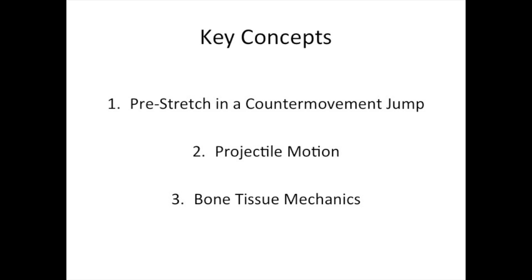1. Pre-stretch and counter movement jump. 2. Projectile motion using jump height to find takeoff velocity. And 3. Bone tissue mechanics, where we will determine stress and strain during compression and analyze subsequent injury risk. Now let's slow that down and highlight our first key concept, the pre-stretch effect in the counter movement jump.